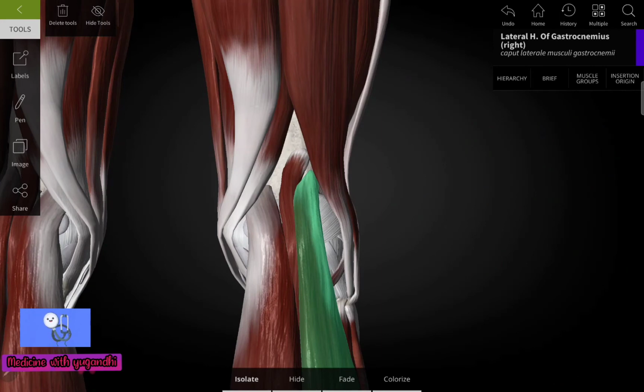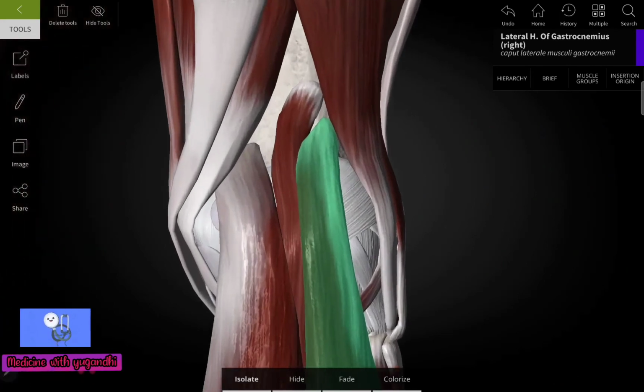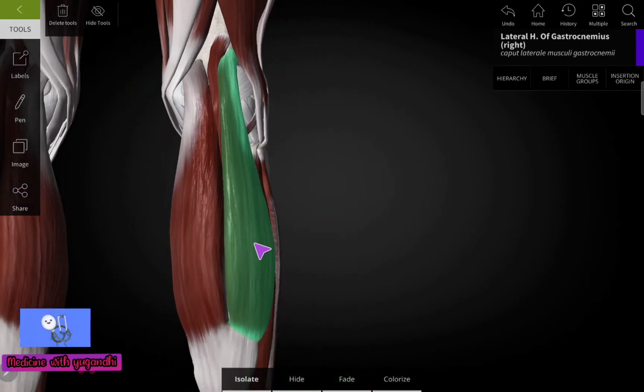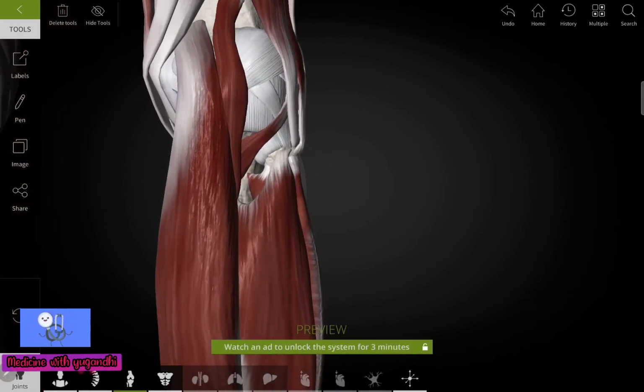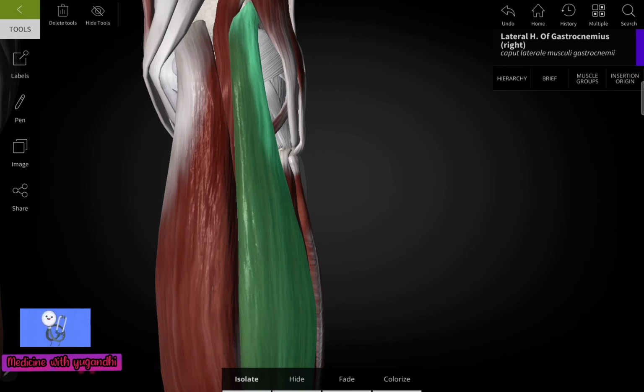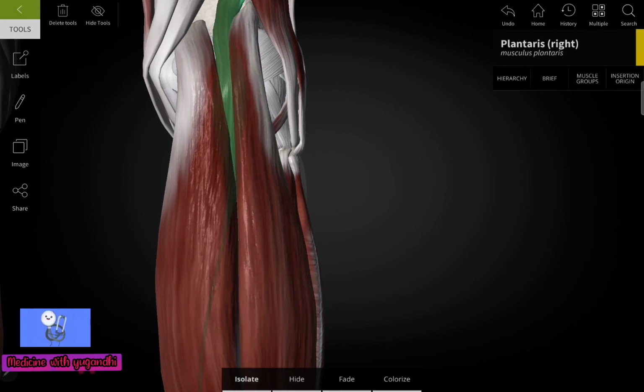Then posterolaterally, this fibrous capsule is related to the lateral head of the gastrocnemius, which you are seeing here, and also to the plantaris muscle. So I am hiding this. Here you can see the plantaris muscle. It is also related to the common peroneal nerve, which is a branch of the sciatic nerve.